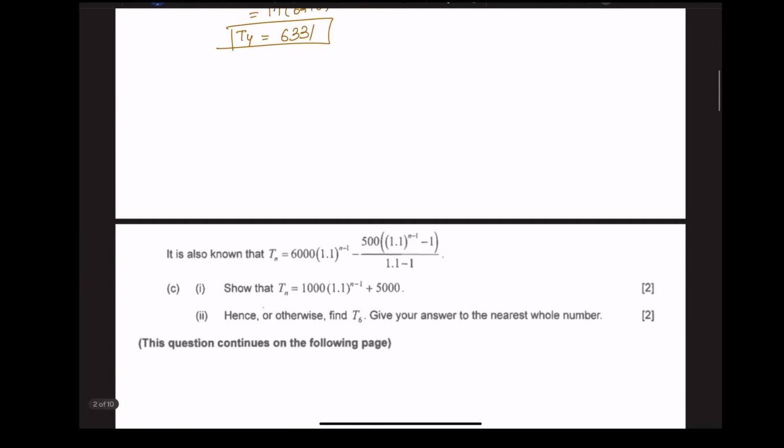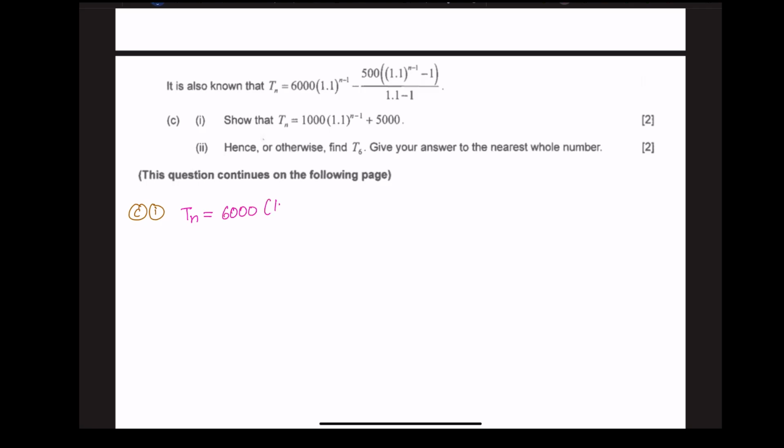Okay. Now moving on to the next part. It is also known that Tn is equal to 6,000 times 1.1 to the power n minus 1, minus 500 times (1.1 to the power n minus 1) divided by (1.1 minus 1). So we have to show that Tn is equal to this. Okay, so basically we have to simplify this formula. That's it.